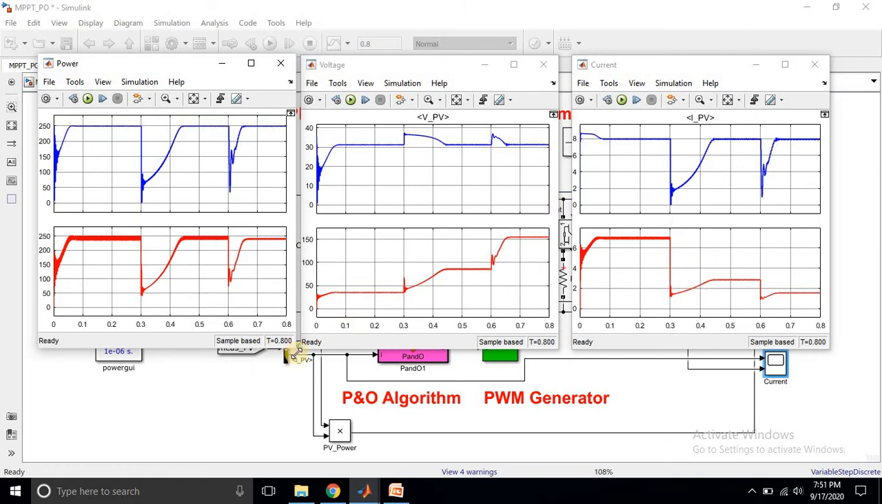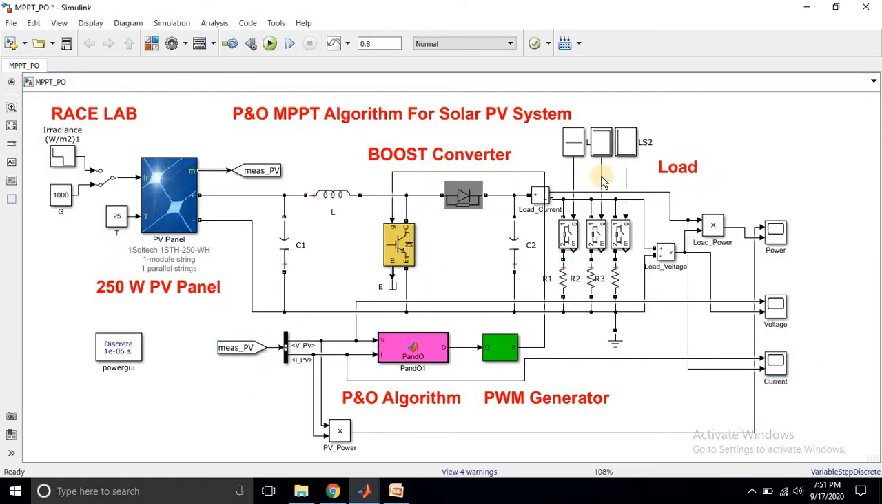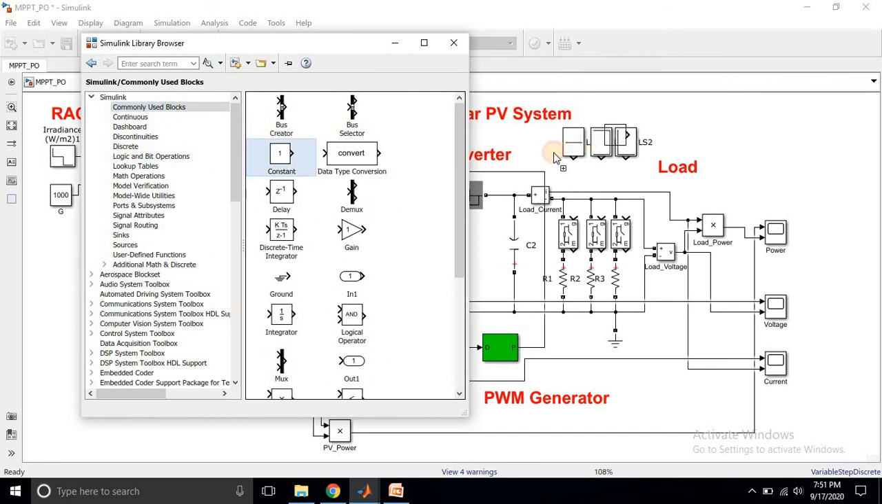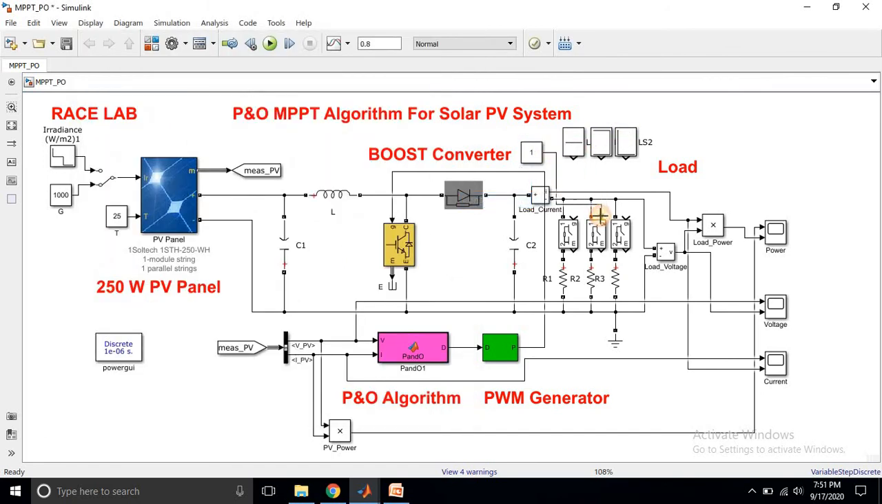Next, you have to fix the load. So I am going to fix the load at 30 ohms. For that I am going to include only a 30 ohm resistance across the load. And then I am going to change the irradiation for different step levels.